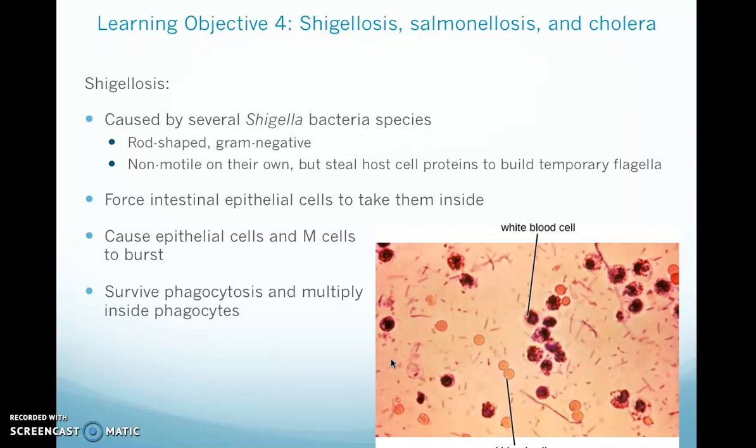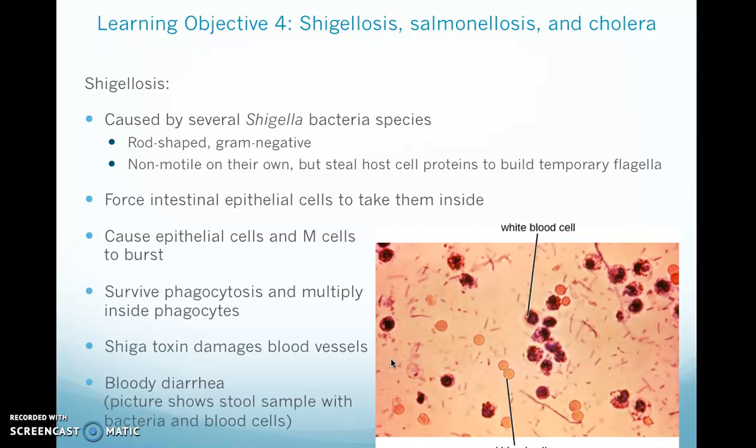They can live and even multiply inside phagocytes, and they produce a toxin called the Shiga toxin that damages blood vessels. So this is where we see that bloody diarrhea. This is a stool sample, and you can see white blood cells and red blood cells that have leaked out of damaged blood vessels. So that's something distinctive you would see with shigellosis.